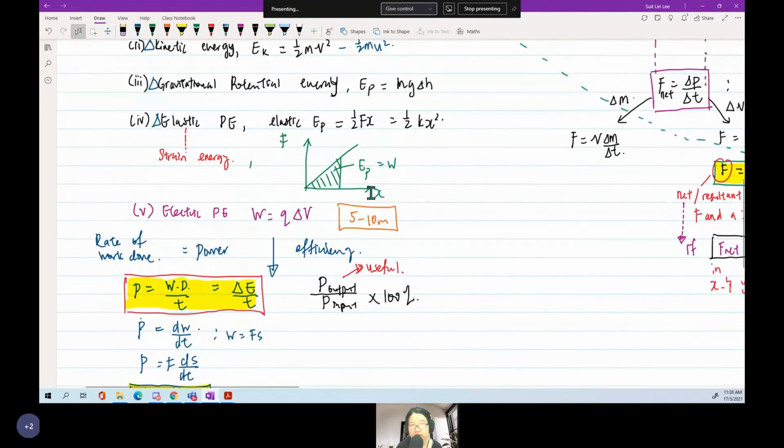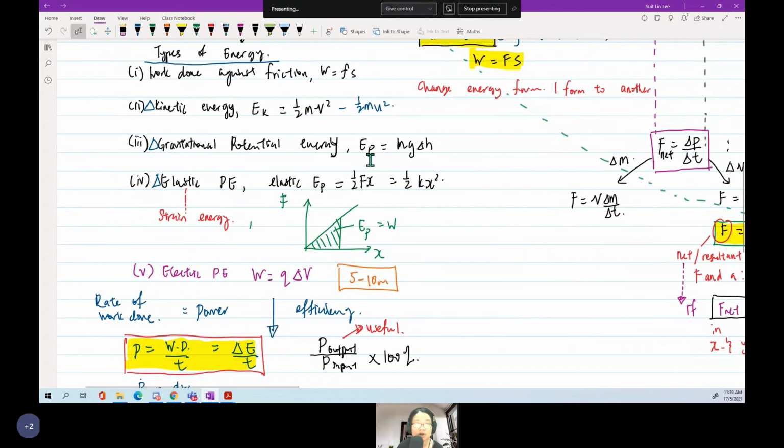For the elastic potential energy, we use half Fx because force is not constant. So we find the area under the graph. If the force is constant, like for example friction is constant, we just multiply by distance straight away. Because if force is constant, your graph is like this one. So then the area under the graph is this one.